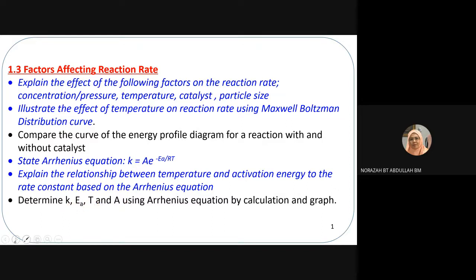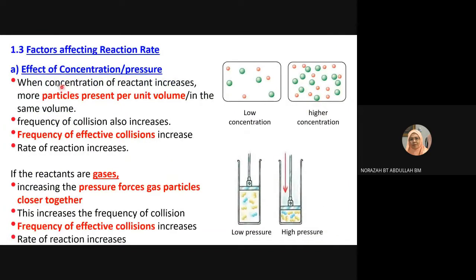Okay, so let's look at the notes. So for the factors that affecting reaction rate, first is effect of concentration or pressure. The explanation for effect of concentration and pressure is almost the same. Okay, when concentration of reactant increase means more particles will be present per unit volume or in the same volume.